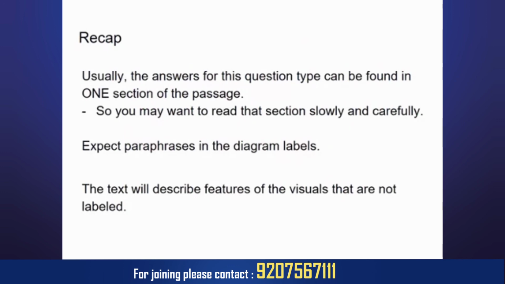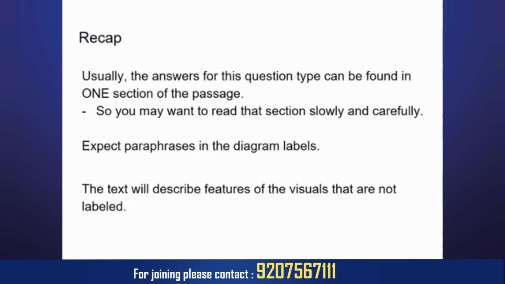So to review, some important things to remember about this question type. Usually the answers for this question type can be found in one section of the passage, so it might really pay off to read that section of the passage carefully and slowly in order to really understand what's there. Be strategic. You need to think through your timing, how much time you have, how many questions are in the diagram that you need to label to see whether it's worth it to you to spend all that time reading that section carefully. Okay, if there's too much information there, or if the section of the reading passage is too long and it's not going to pay off, then you're going to have to use your scanning techniques to find the answers like you do for other question types.